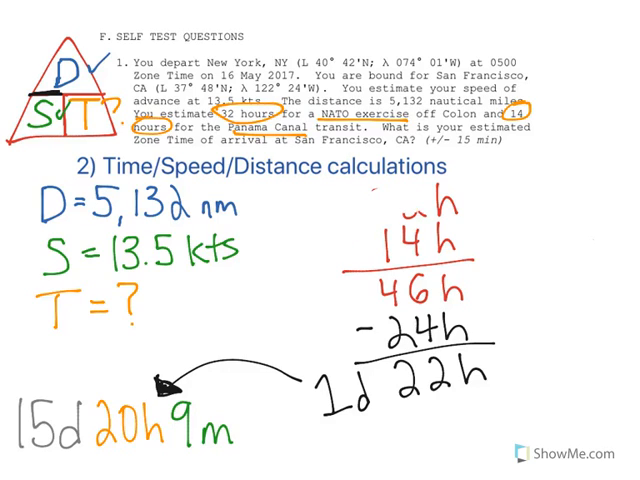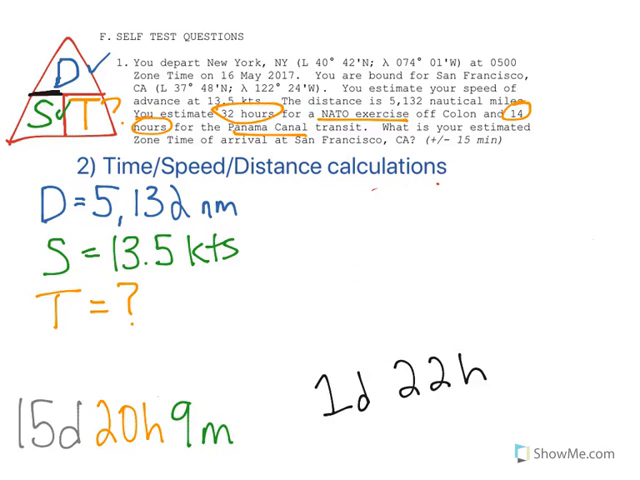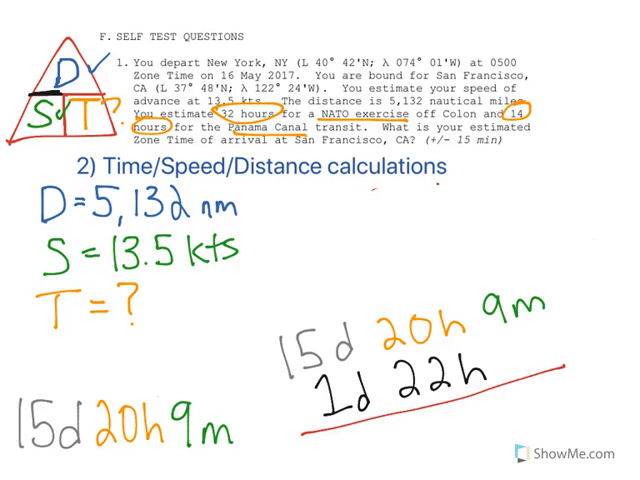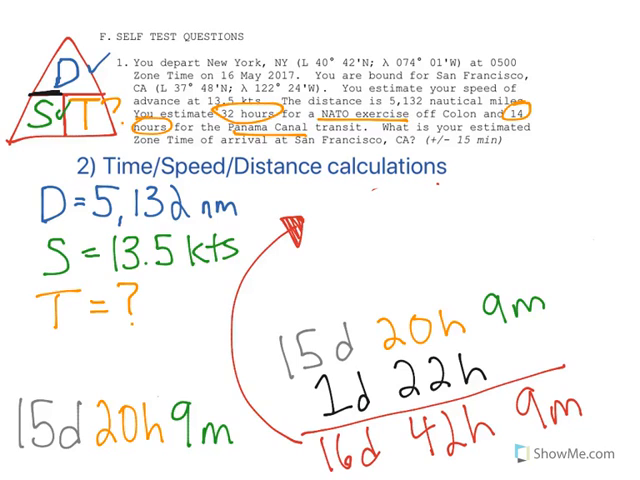Now we need to add that to our total transit time. So we'll take 15 days, 20 hours, and 9 minutes. We'll add it. Let's see what we get. So we get 9 minutes. We get 42 hours. And we get 16 days. Let's clean it up. We'll move it up here as well. There we go.